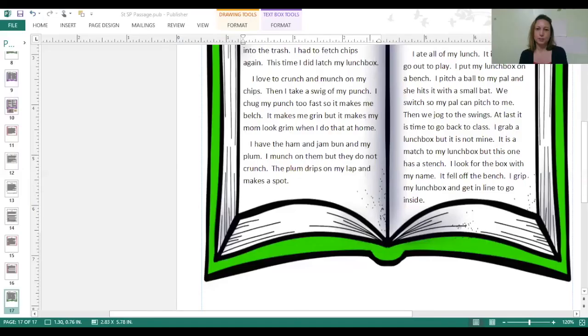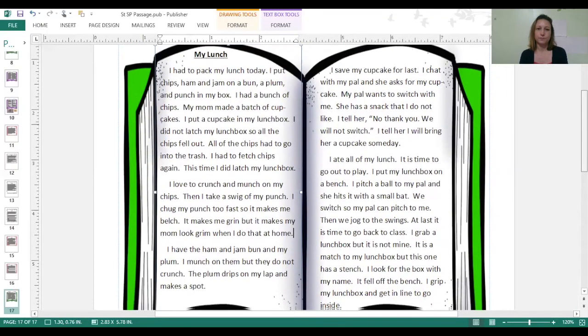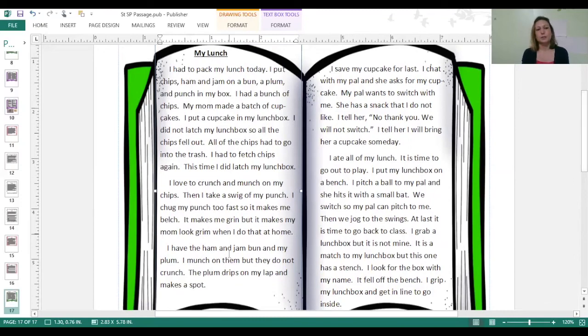So this is called My Lunch. Let me get it in here for you. My lunch. It's like a book. This page and then this page. Make sure you take your time. What did this person put into their lunch? Think about, would you like to eat this lunch? How is this lunch similar to a lunch you might pack? How is it different than a lunch that you might pack? Think about that. Make those connections as you read.